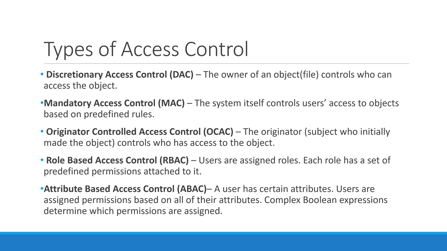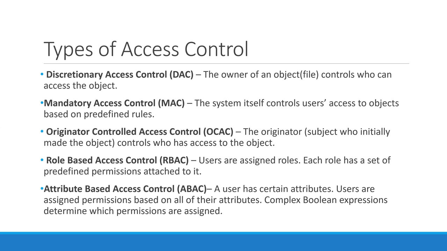So first we have discretionary access control, which is where the owner of the file controls who can access the object. And then we have mandatory access control. So this is where the system itself actually will control the user's access to objects based on predefined rules. And we saw this in the lecture slides with those different military security clearance levels. We're going to get more into that in a second.